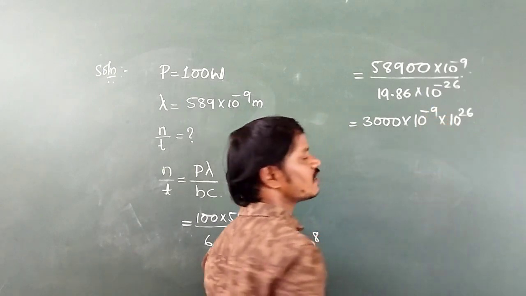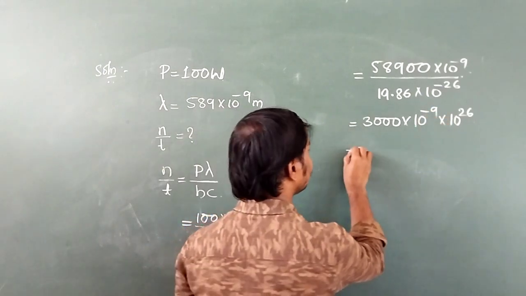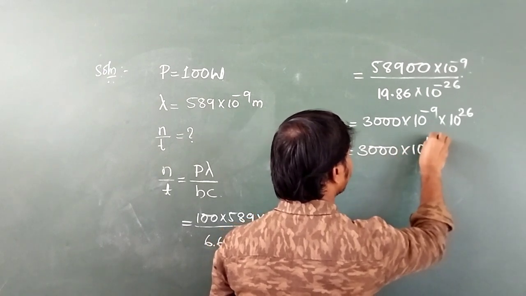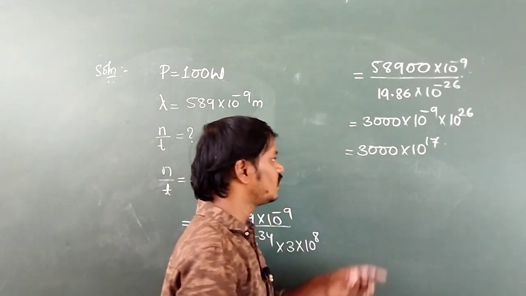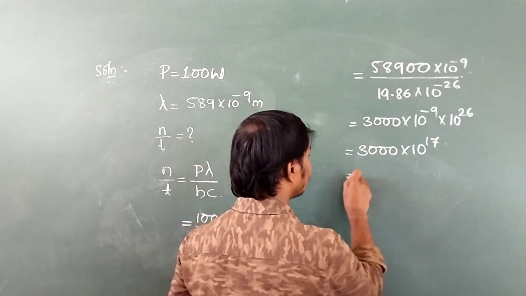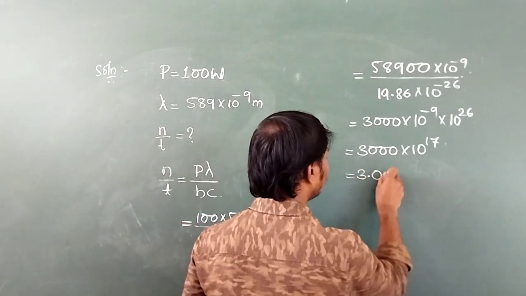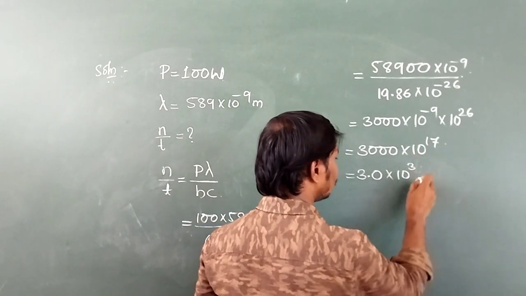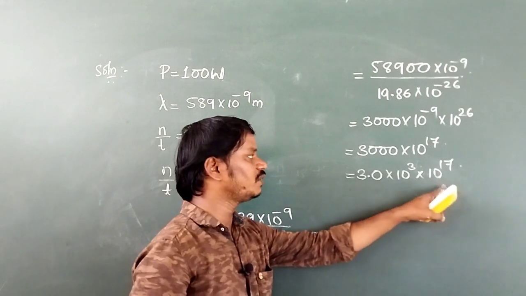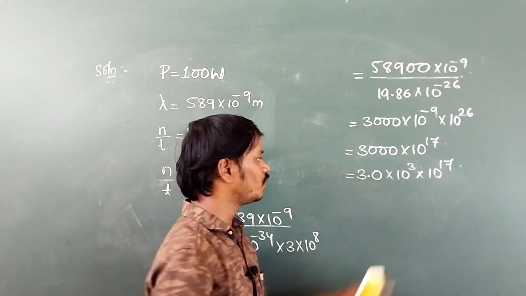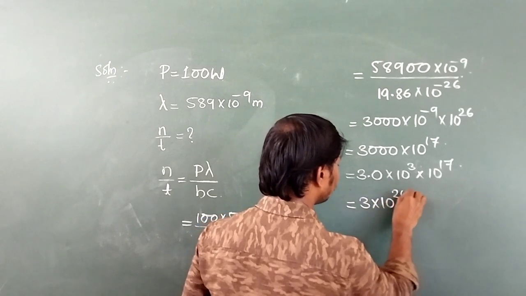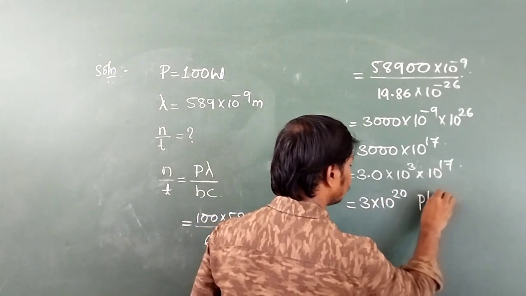Then 26 minus 9, that is 17. 3000 into 10 to the power of 17. Then let us displace the decimal point after 3 digits in the left direction. So that can be written as 3.0 into 10 to the power of 3 into 10 to the power of 17. So 10 to the power of 3 into 10 to the power of 17, that is 10 to the power of 20. Then it is 3 into 10 to the power of 20 photons per second.